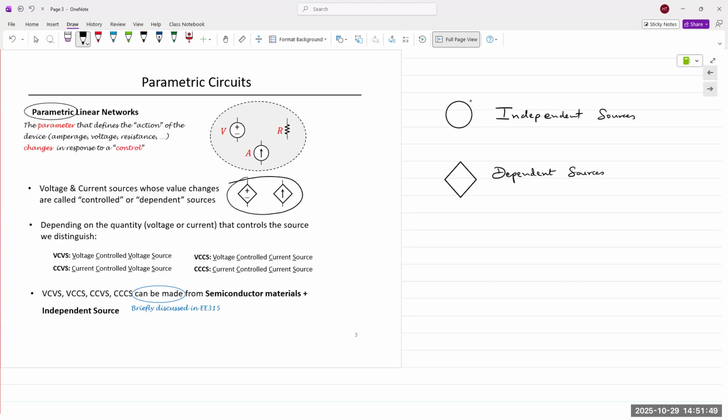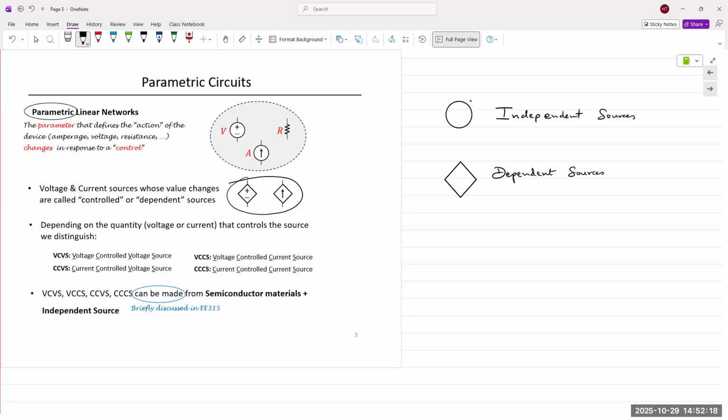Dependent sources are sources that supply voltage or current, but they are controlled by a different quantity in some other part of the circuit. And the dependency factor could be on voltage. It could also be on current. So we have a 2x2 cross matrix of dependent sources.